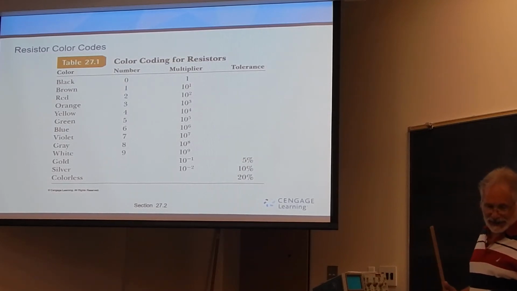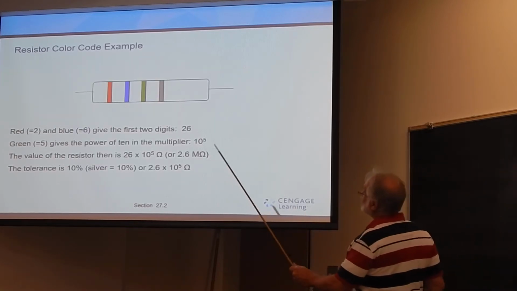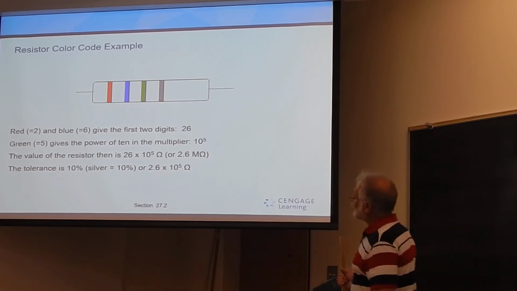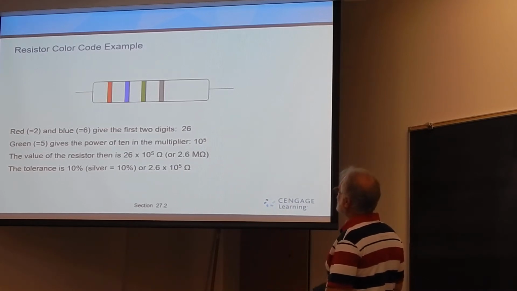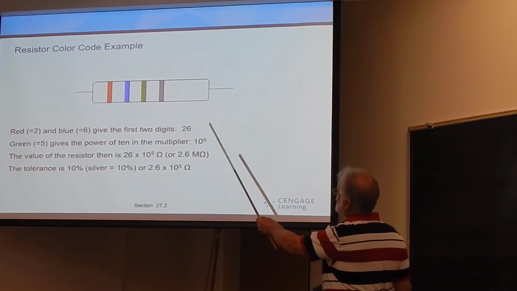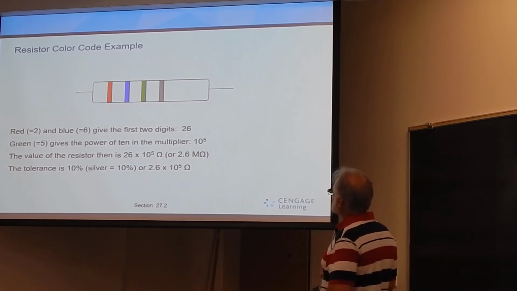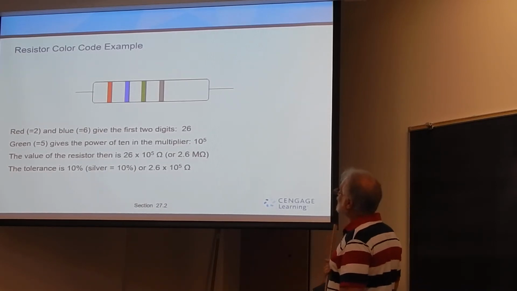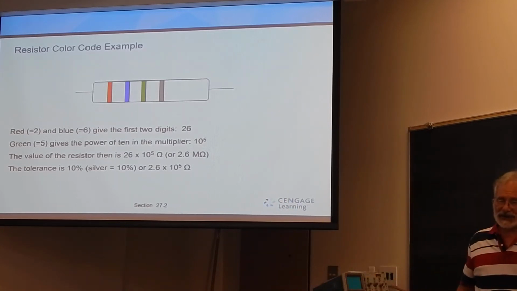So for example, if I had a resistor that had a red, blue, green, and silver band, that would tell me the red and the blue, that's a 2 and a 6 by the resistor code. So it'd be 26 times 10 to the 5th, or 2.6 megaohms, 2.6 million ohms. The tolerance is indicated by the silver band, that's a 10% tolerance.